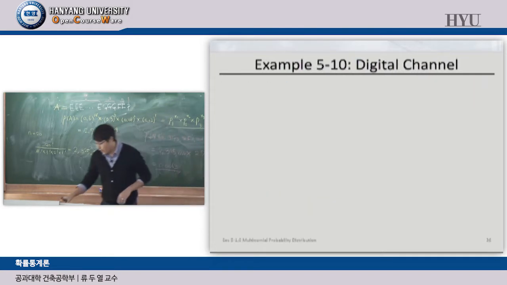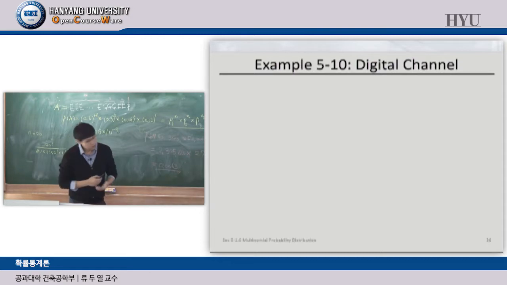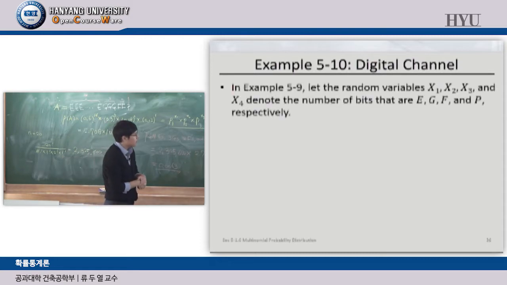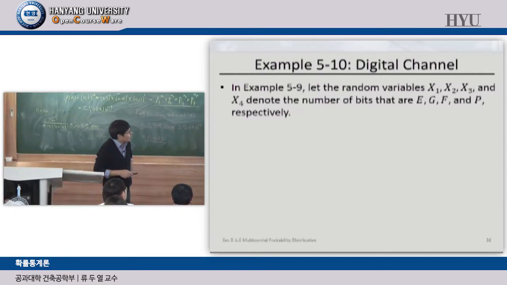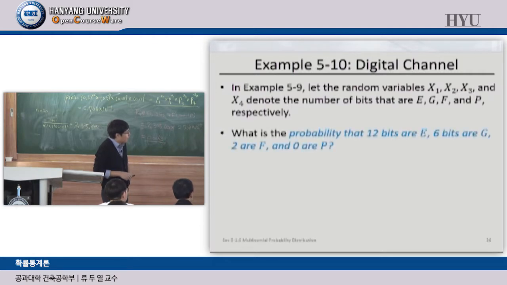And this is the next example. In the previous example, 5-9, let the random variables x1, x2, x3, and x4 denote the number of bits that are excellent, good, fair, and poor, respectively. What is the probability that 12 bits are excellent, 6 bits are good, 2 are fair, and 0 are poor?